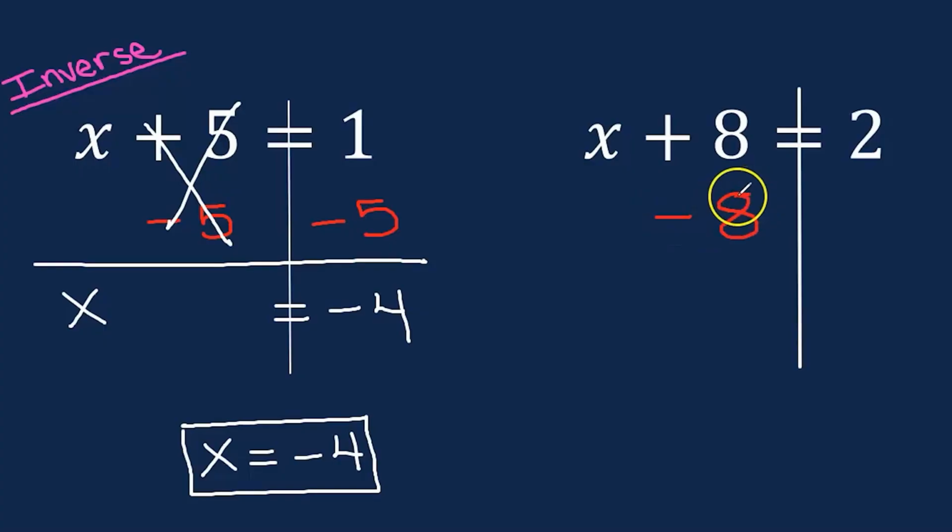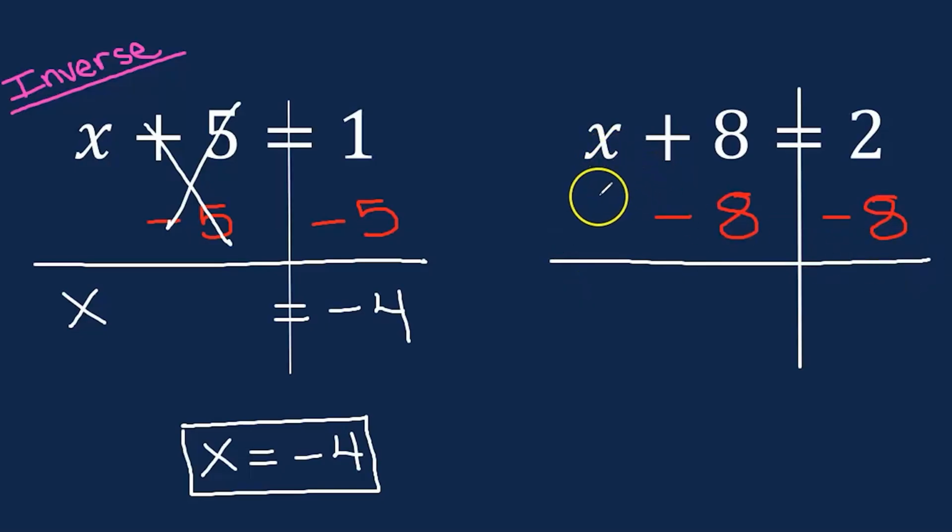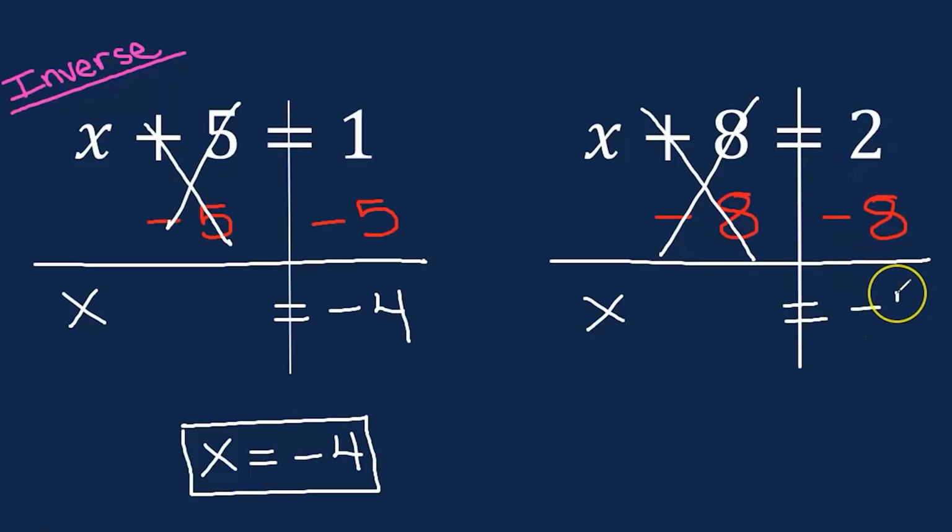We're going to use our inverse to subtract 8. That's going to create the number 0 and get rid of these. But since it's a balance, we have to do it to both sides. This creates our addition problem. X plus nothing is x. Positive 8 minus 8 is 0, or cancels. The equal sign stays exactly where it is, and 2 minus 8 is negative 6. So our final answer in this case is x equals negative 6.